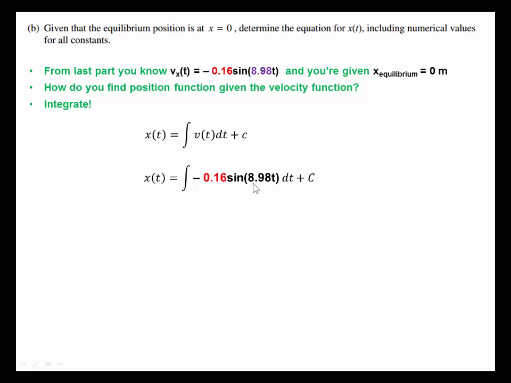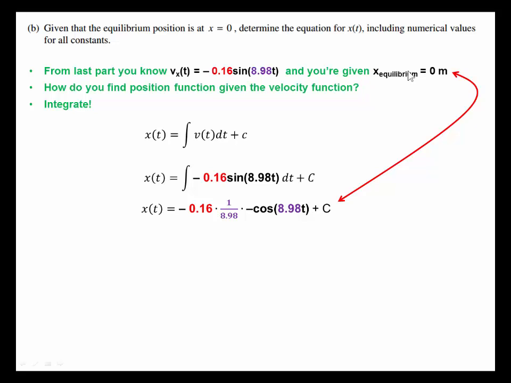And because we have an 8.98 t in here rather than plain old t, we're going to have to multiply also by a factor to knock that out, so a 1 over 8.98. And so this is what we do when we do the antiderivative. And the question is, what do we do with a c?